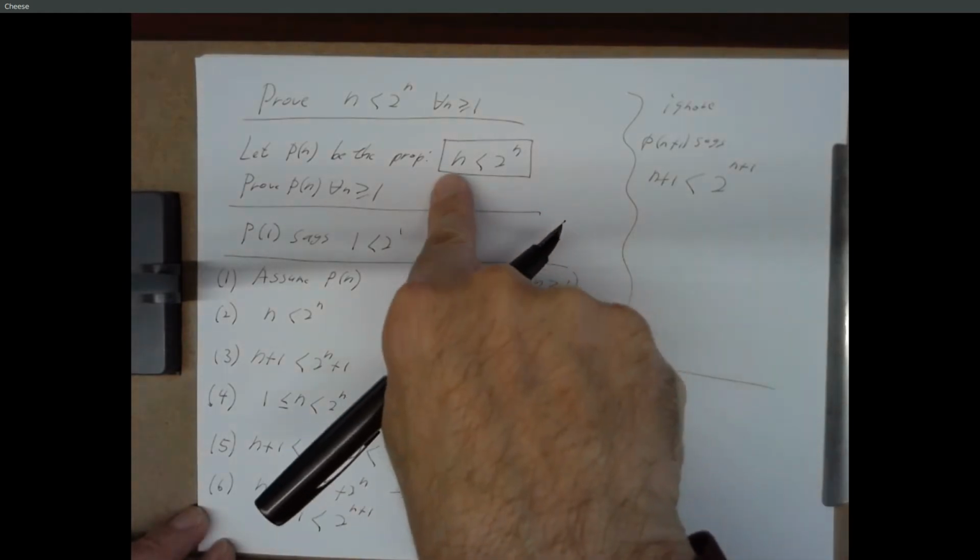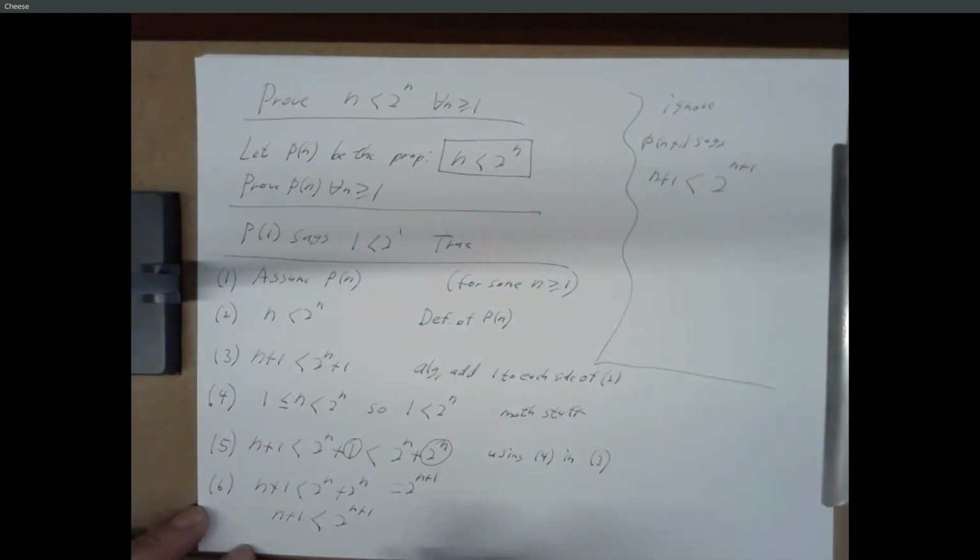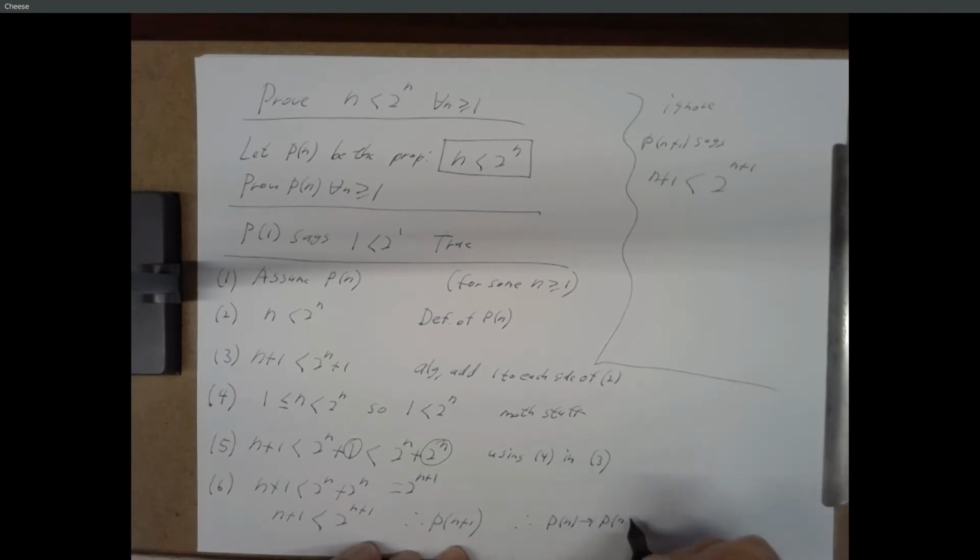And that's exactly what P of n plus 1 says. It says n plus 1 is less than 2 to the n plus 1. Therefore, P of n implies P of n plus 1. Therefore, P of n for all n bigger than or equal to 1 because of mathematical induction.